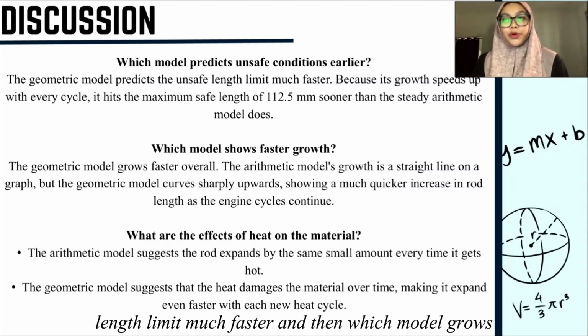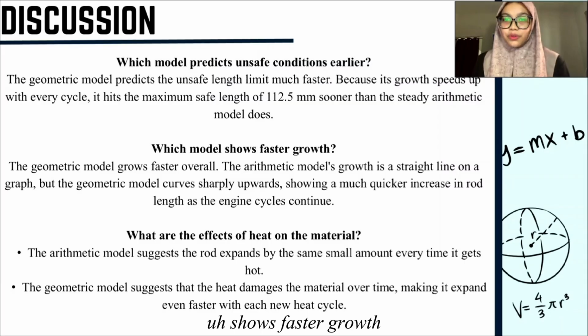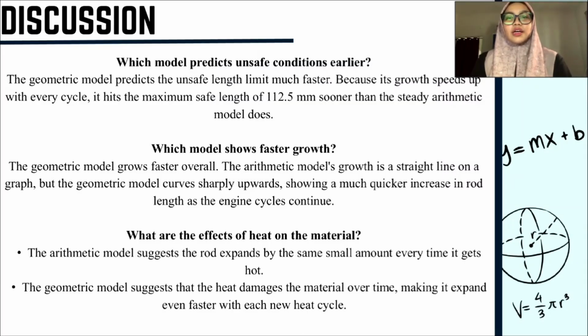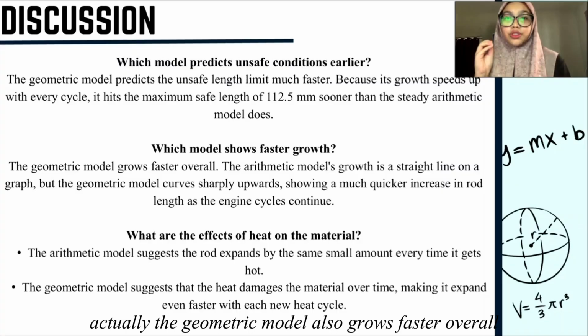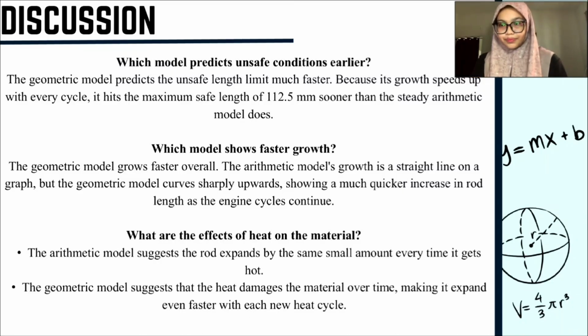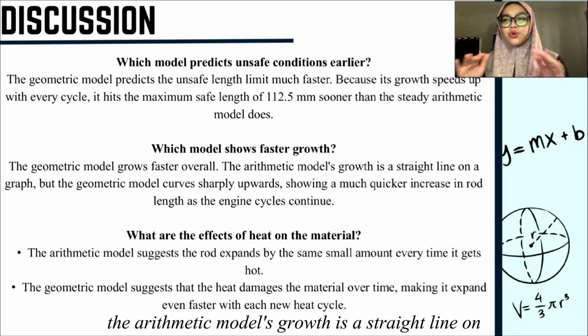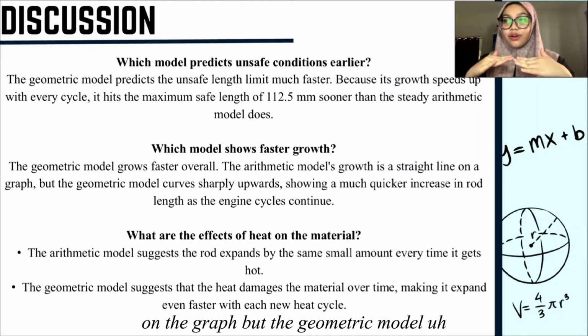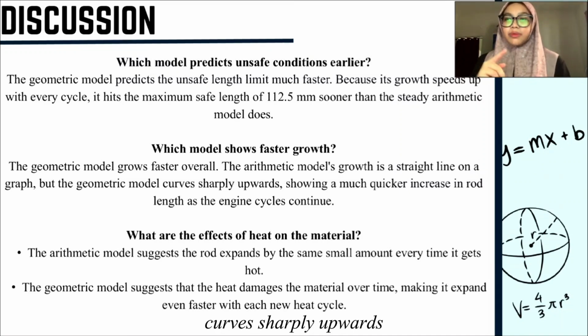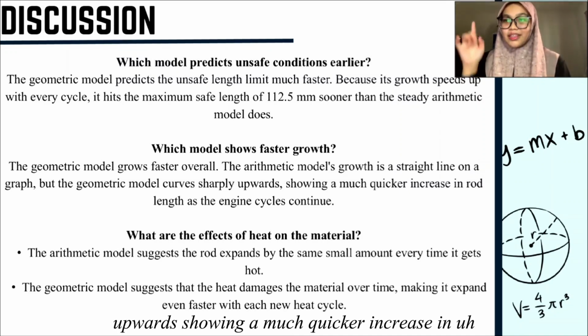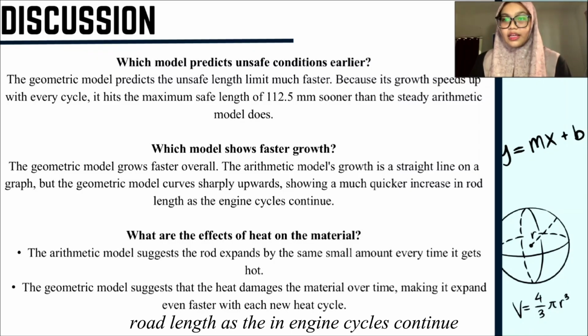And then, which model shows faster growth? The geometric model also grows faster overall. It is because the arithmetic model's growth is a straight line on a graph, but the geometric model curves sharply upwards, showing a much quicker increase in root length as the engine cycles continue.